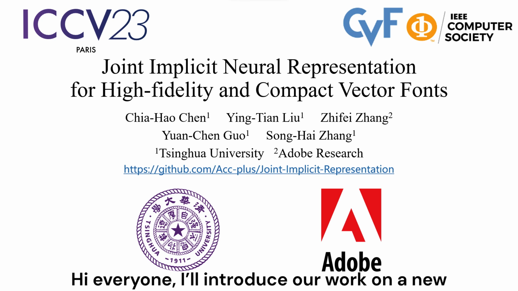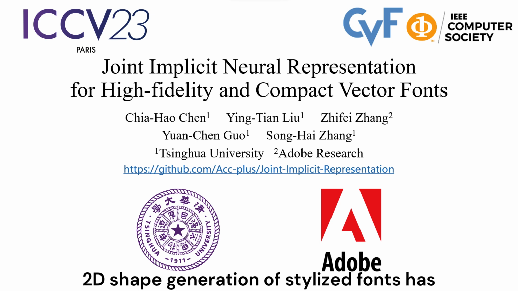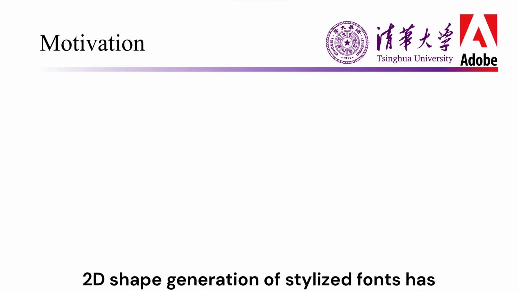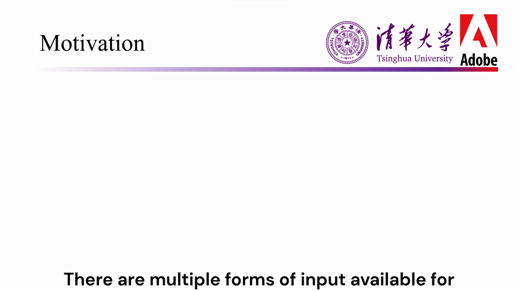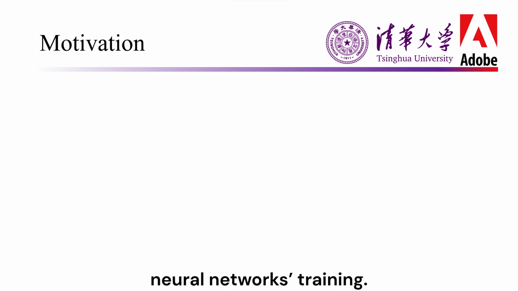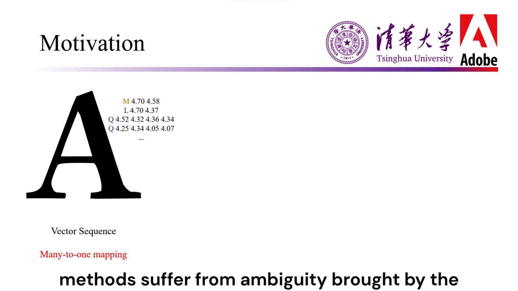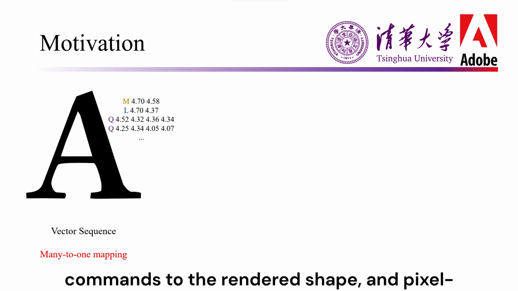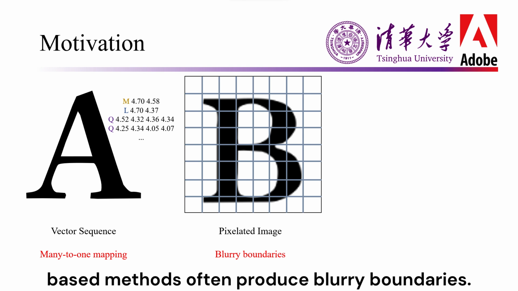Hi everyone, I'll introduce our work on a new representation for vector fonts. 2D shape generation of stylized fonts has important applications in art and design. There are multiple forms of input available for neural network training. Among those representations, vector-based methods suffer from ambiguity brought by the many-to-one mapping from the drawing commands to the rendered shape, and pixel-based methods often produce blurry boundaries.